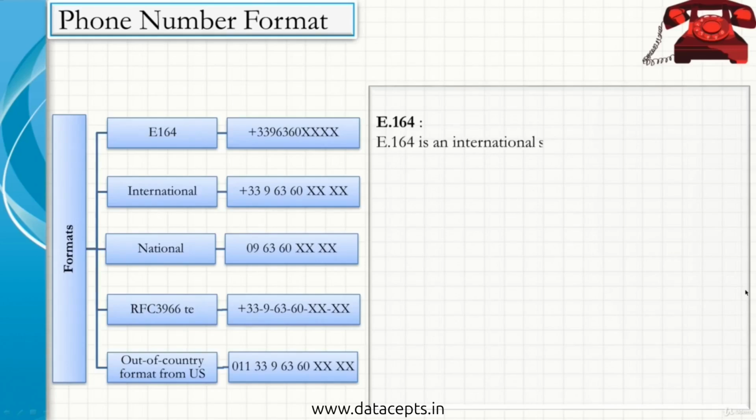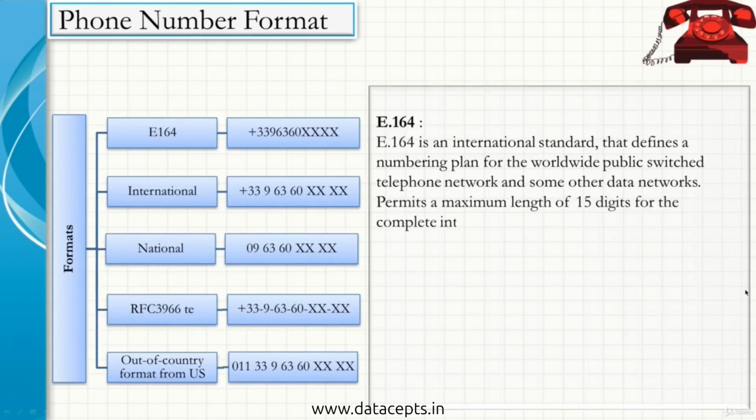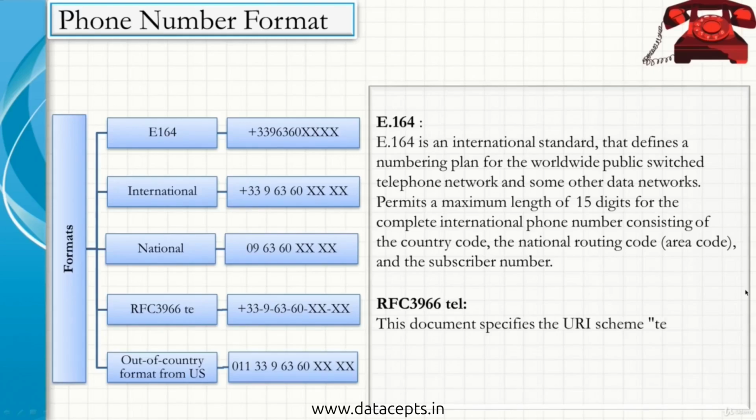The E164 is an international standard that defines a numbering plan for the worldwide public switched telephone network and some other data networks. It permits a maximum length of 15 digits for the complete international phone number, consisting of the country code, the national routing code, also called area code, and the subscriber number. The RFC 3966 TEL document specifies the URI scheme TEL. It describes resources identified by telephone numbers.